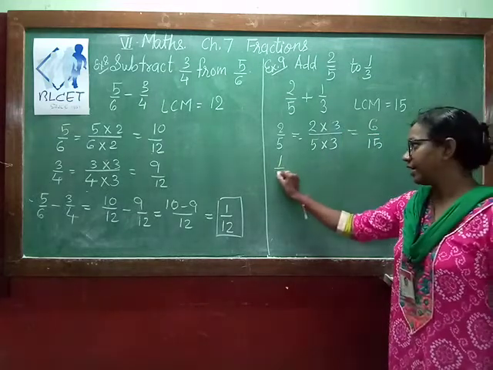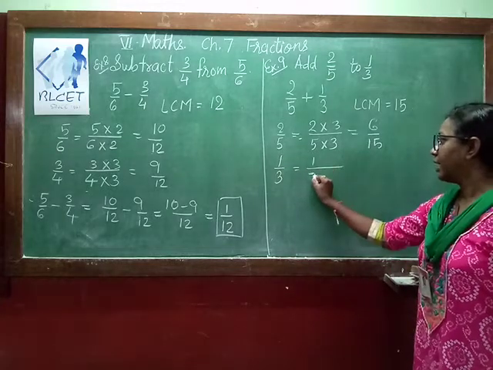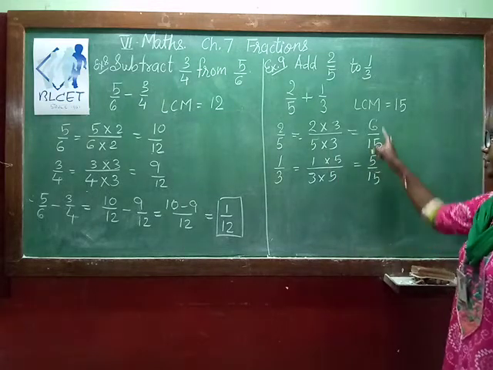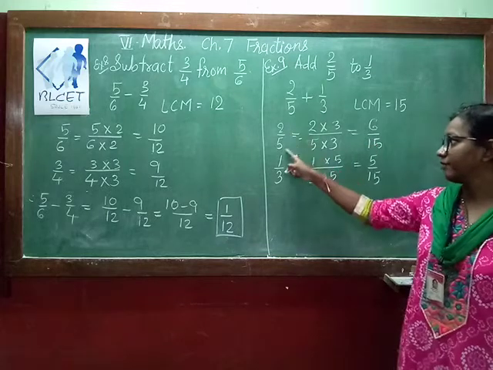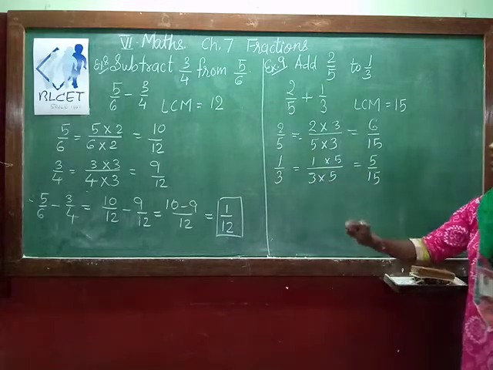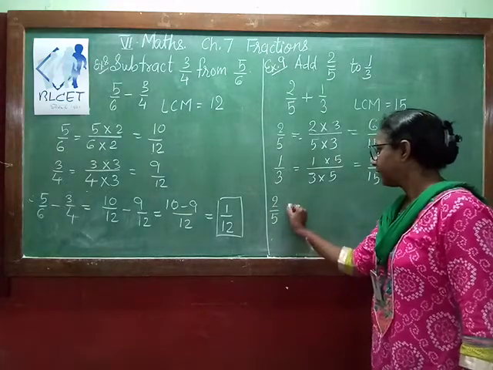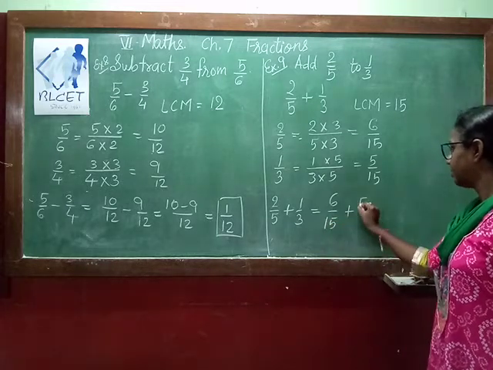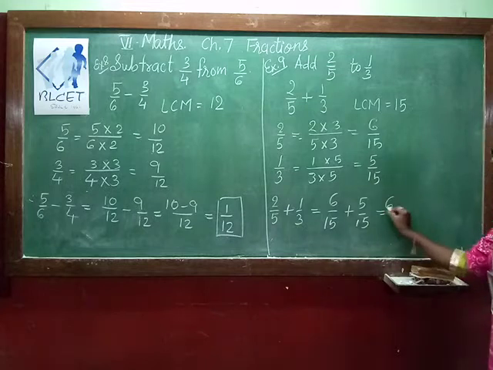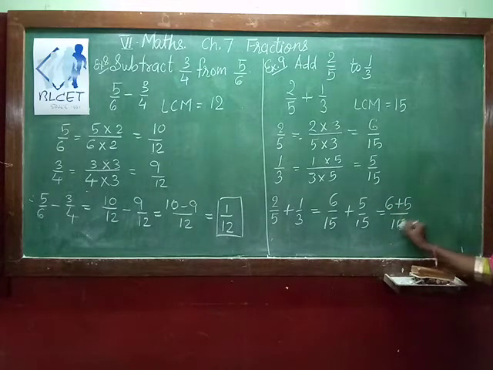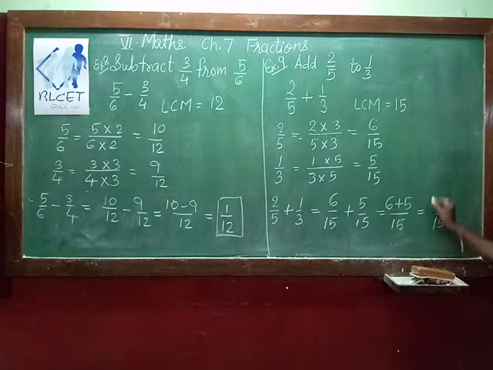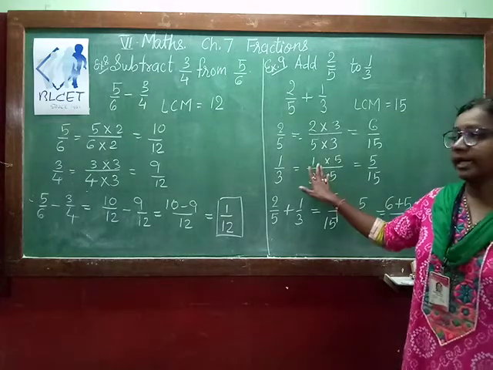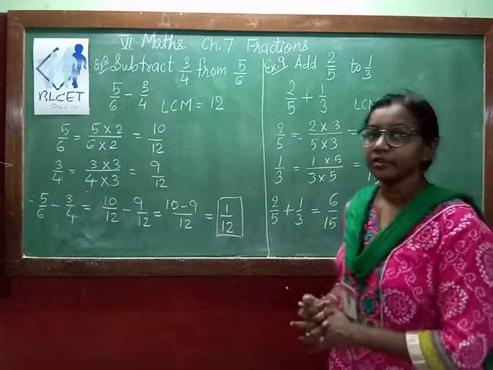Same way we find the equivalent fraction for 1 by 3. By which number we have to multiply? 5. So 5 1s are 5, 5 3s are 15. So 6 by 15 is an equivalent fraction for 2 by 5 and 5 by 15 is for 1 by 3. Now do the addition. So 2 by 5 plus 1 by 3 is equal to 6 by 15 plus 5 by 15, which is equal to 6 plus 5 divided by 15, which is equal to 11 by 15. So what is our answer? 11 by 15. So this way we can do the addition and subtraction of unlike fractions.